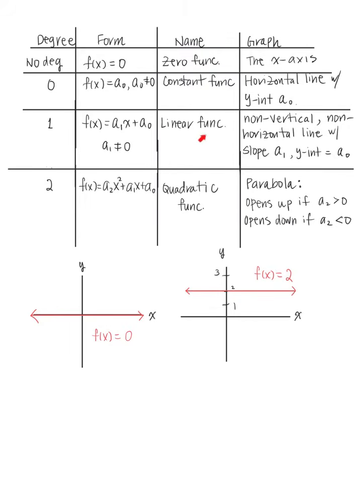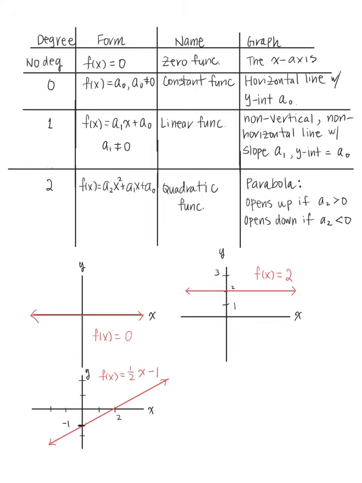We call that a linear function. Do you all remember mx plus b? When you graph f of x equals mx plus b, that was nothing but a linear function. But anyways, what are we going to get? A non-vertical, non-horizontal line with the slope a sub 1 and then the y-intercept of a sub 0.